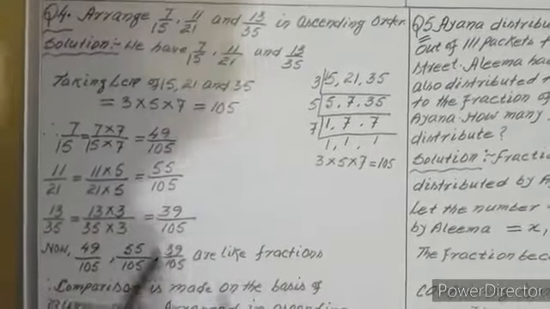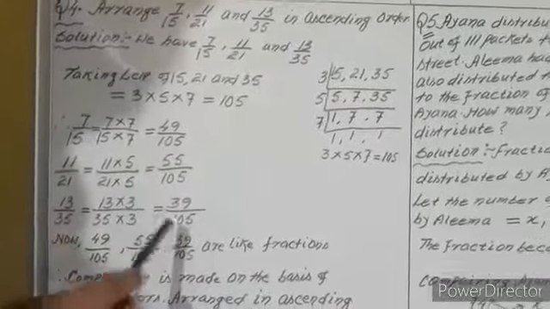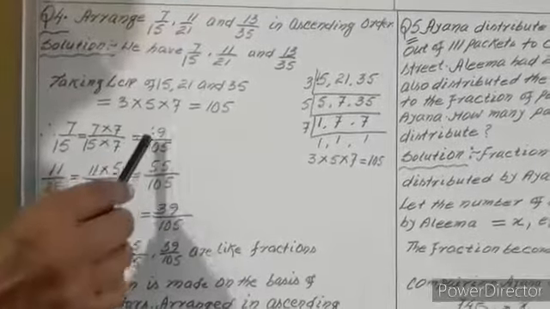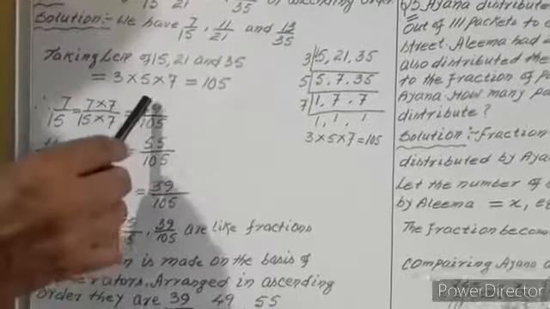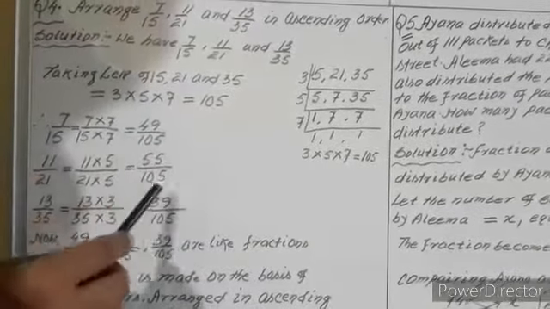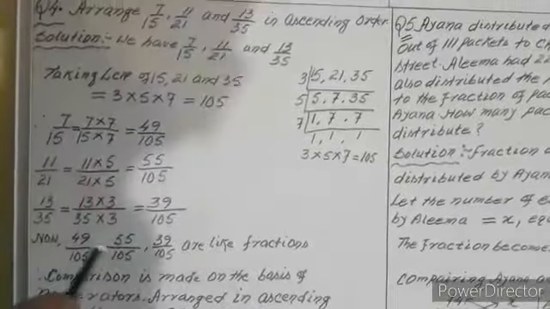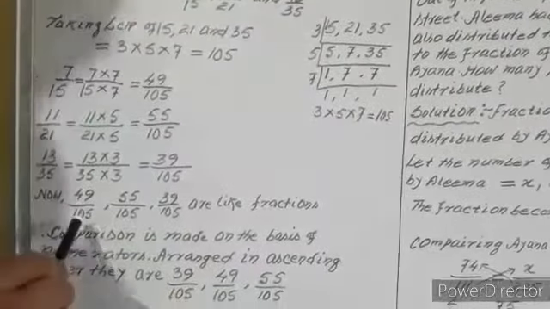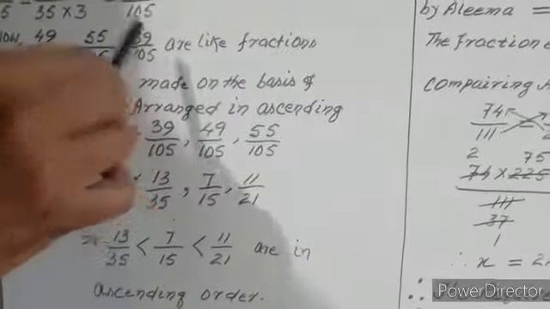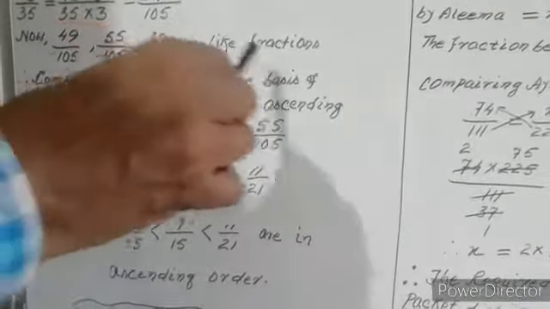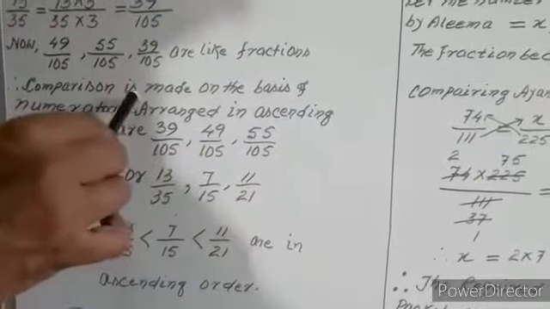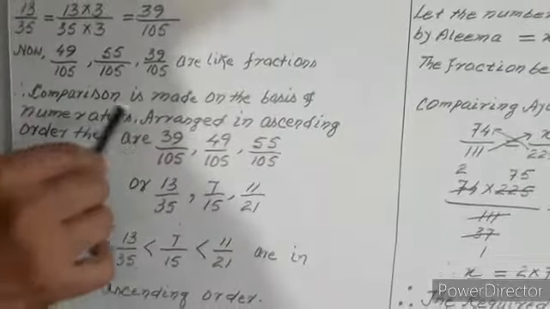As you know, we are going to make their denominators equal so as to compare the numerator terms, and then we arrange them in ascending order. So after bringing them to like fractions, all the denominators are equal now. So, having brought them to like fractions, we have to compare their numerators. So comparison is made on the basis of the numerator.